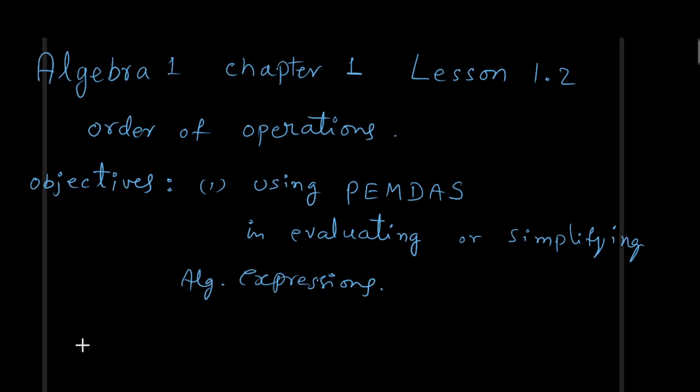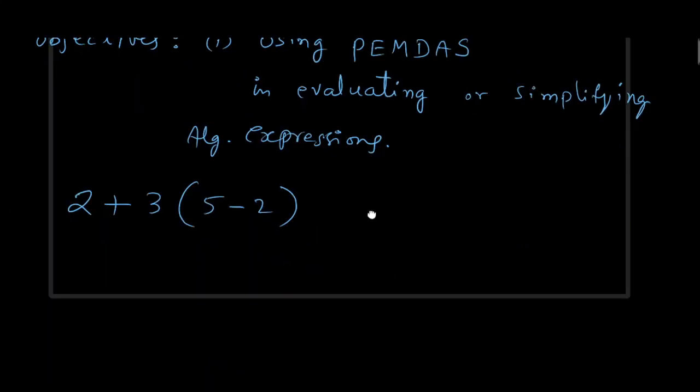For example, an algebraic expression is given. Let us say 2 plus 3 times 5 minus 2. Let us say this is a simple algebraic expression. So how do we evaluate this? In which order should we evaluate? Some students may start doing it like this.